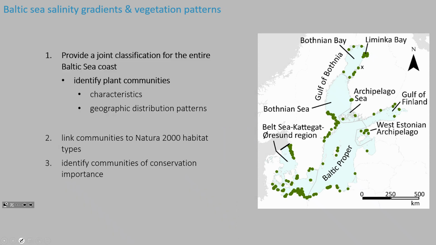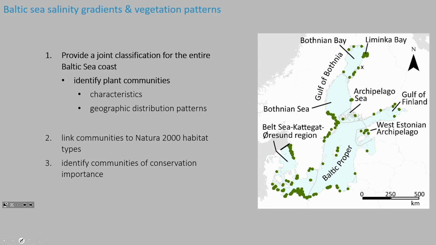So we had three main aims. First of all, we wanted to classify salt-affected grasslands along the Baltic Sea coast from one joint data set, because we have many countries that have parts of the coast. We have many different classification approaches, but there was not so far one study that tried to classify everything at once. So we tried to do that. We identified the plant communities, their characteristics, and their geographic distribution patterns. And this is exactly, of course, what I want to show you in a few minutes.